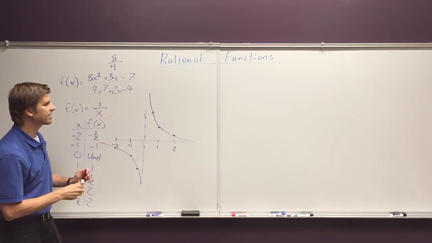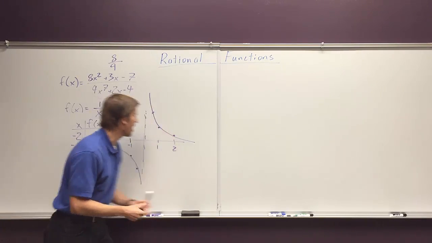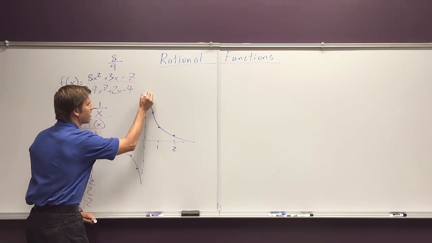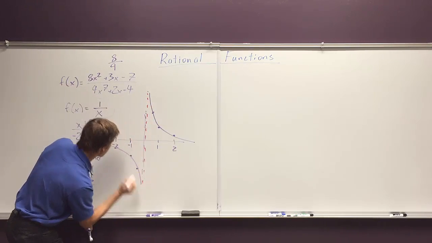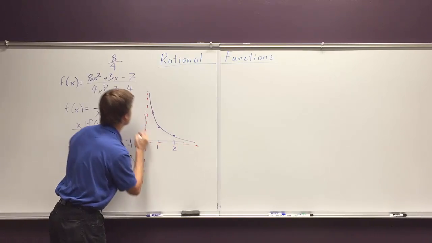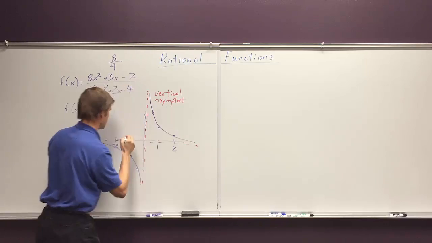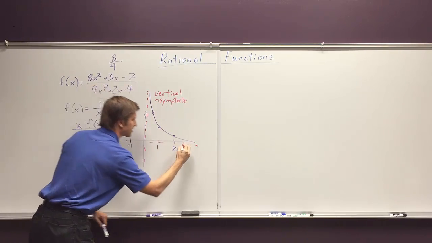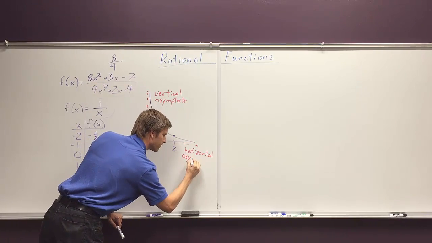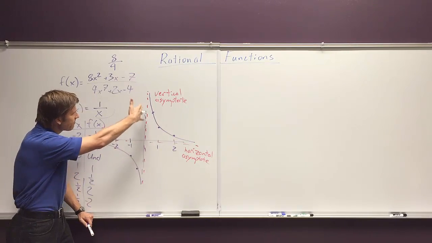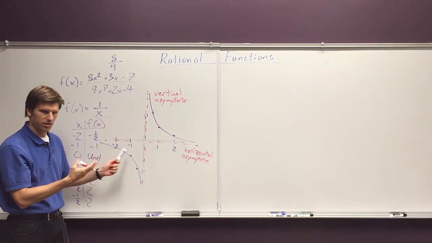In particular, it gets really close to 2 lines. These lines are not part of the graph, but we draw them anyway. This is called a vertical asymptote. This is called a horizontal asymptote. And you can see that the function gets close to those as we go forward.